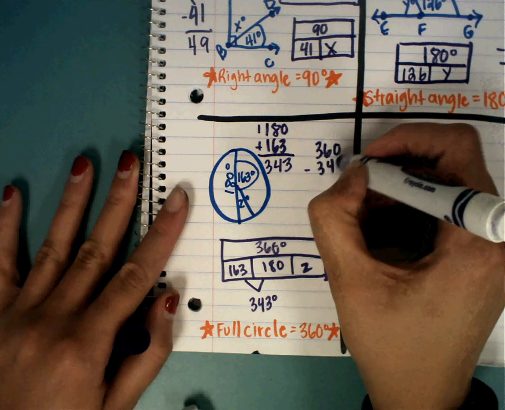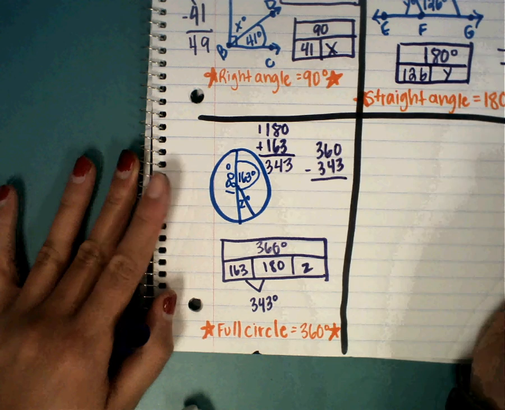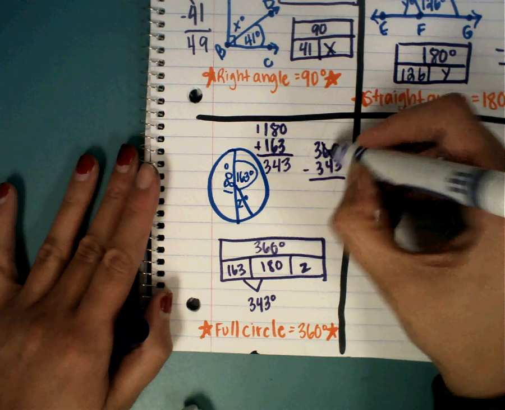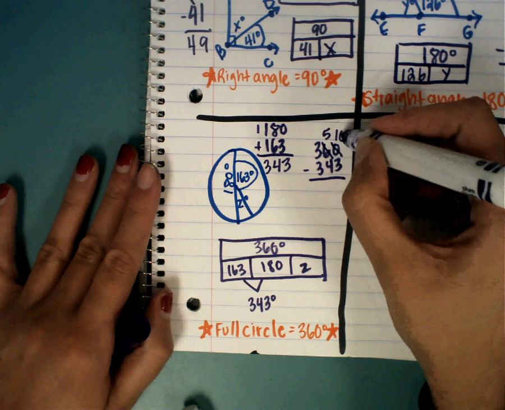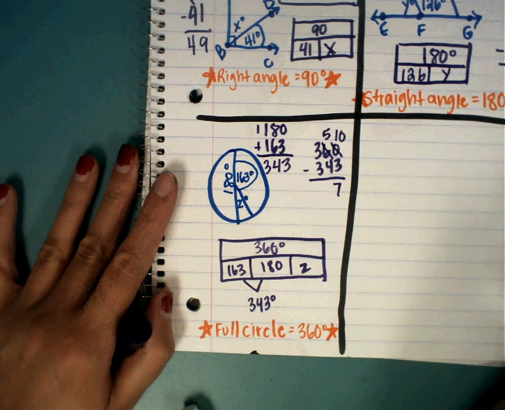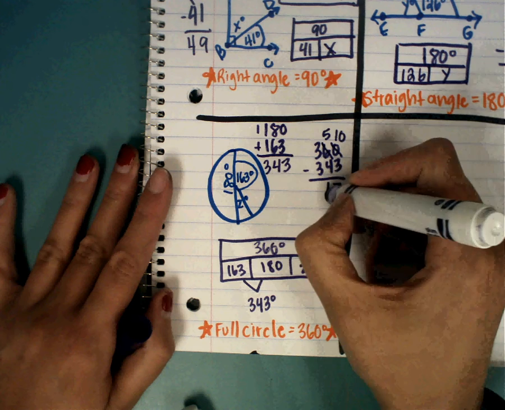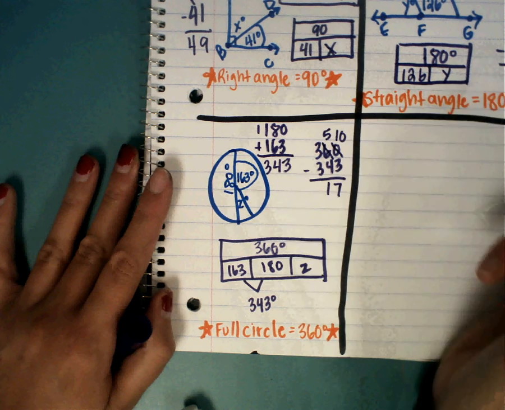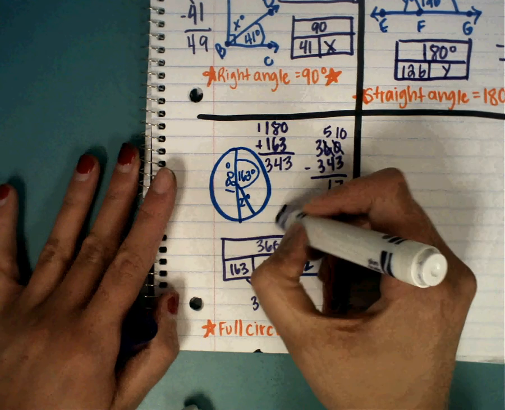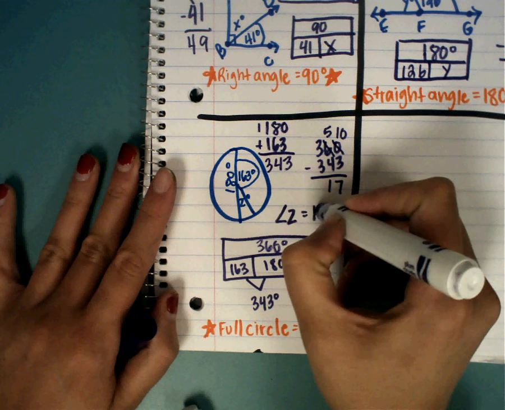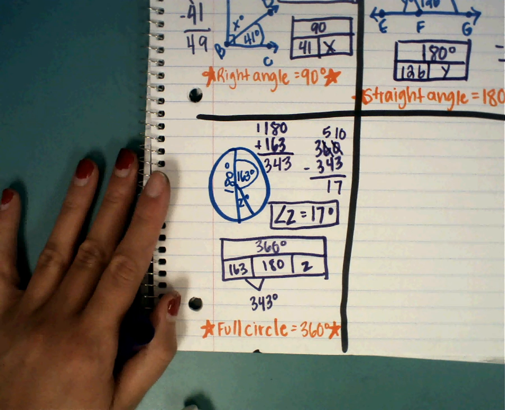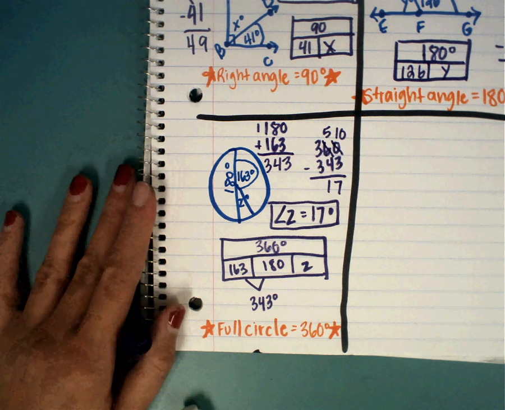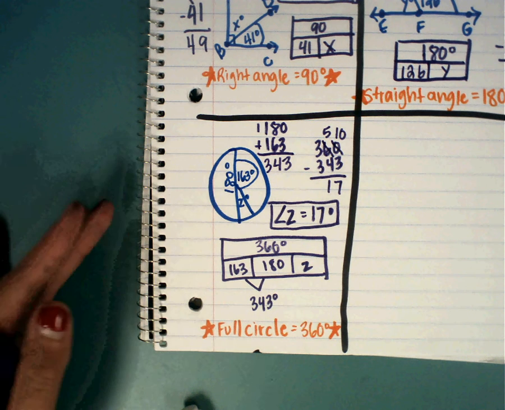360 minus 343. 0 minus 3, can't do it. 6 becomes a 5, 0 becomes a 10. 10 minus 3 is 7. 5 minus 4 is 1. And then 3 minus 3 is nothing. So angle Z equals 17 degrees. There's our answer. So 17 plus 160 plus 180 equals 360.